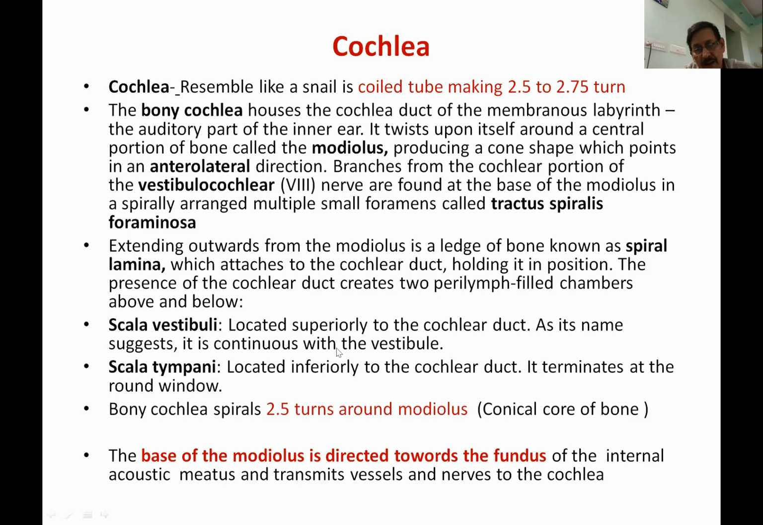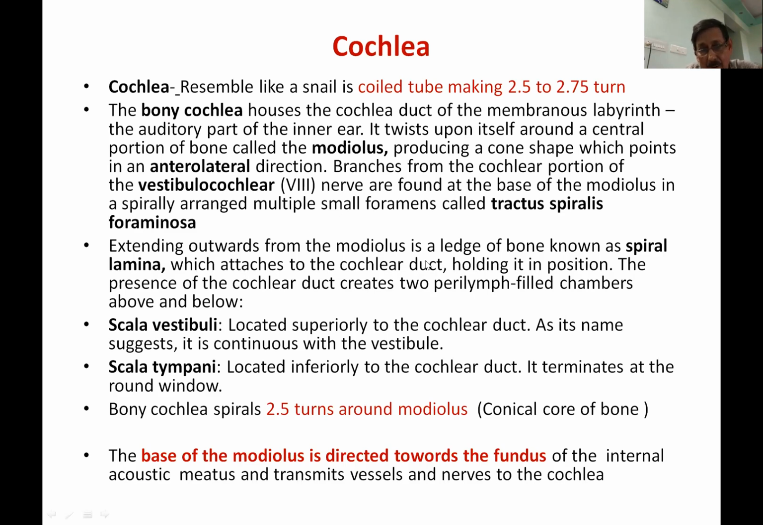These osseous spiral lamina, along with the modiolus, is incomplete. It is completed by another two membranous-like structures. One is the basilar membrane and another is the vestibular membrane. So the scala vestibuli is located superiorly to the cochlear duct, because the cochlear duct is attached to the spiral lamina.